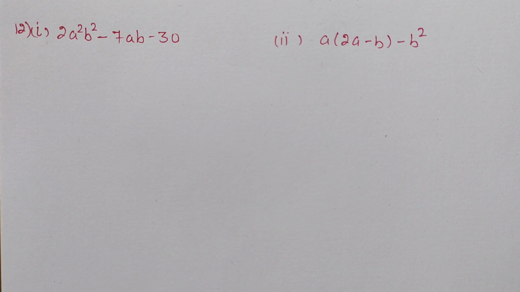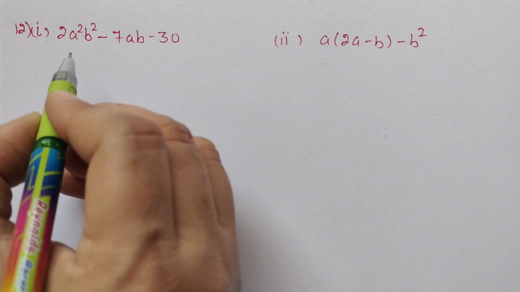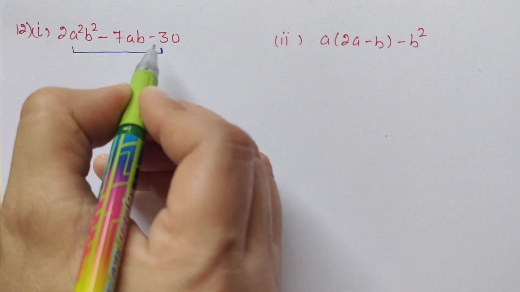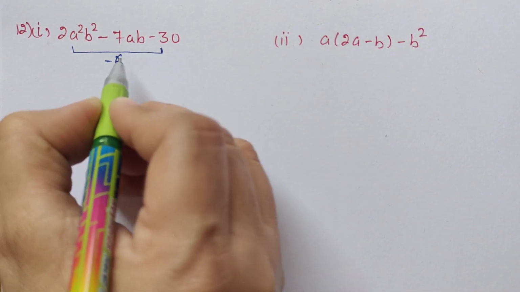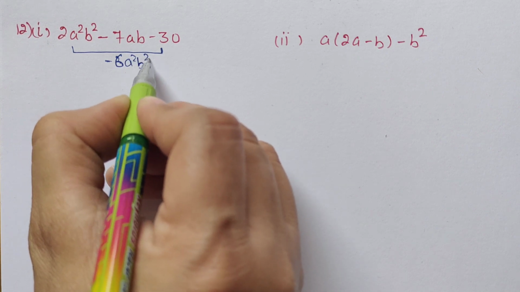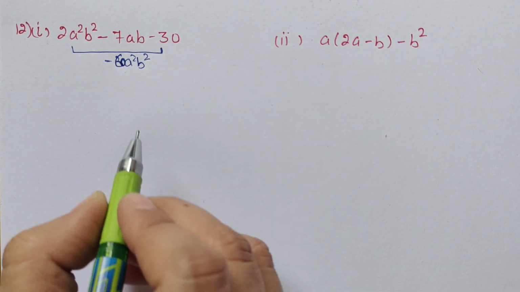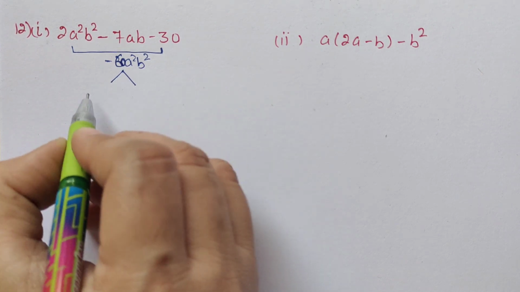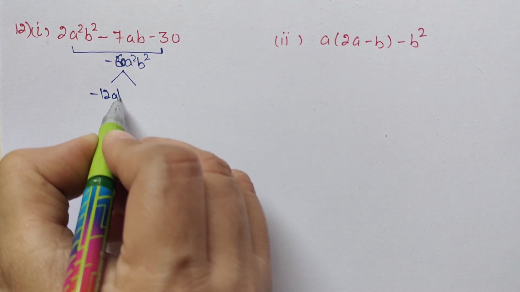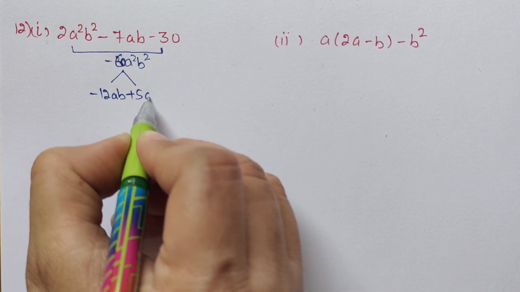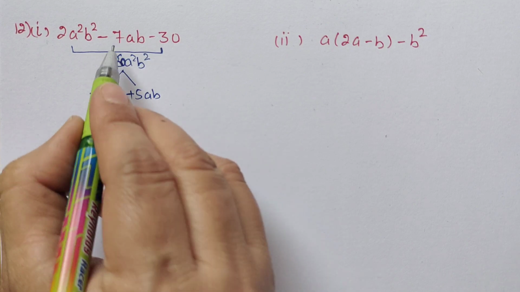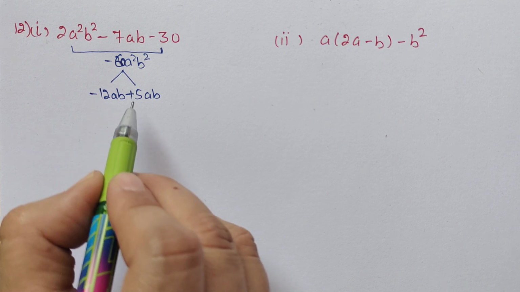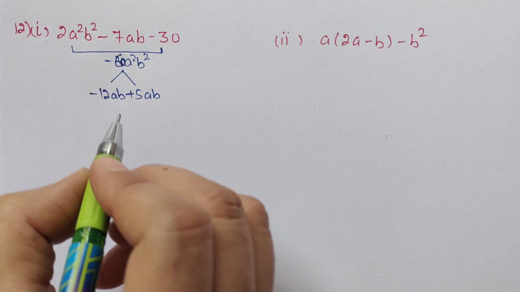12th question first part. 2a square b square minus 7ab minus 30. It is already in order. We will multiply first and last: minus 30 times 2 is minus 60 a square b square. We have to do the factors of 60 such that after subtraction minus 7 should come. So factors are minus 12ab plus 5ab. Minus 12 plus 5 is equal to minus 7, and minus 12 into 5 is equal to minus 60.